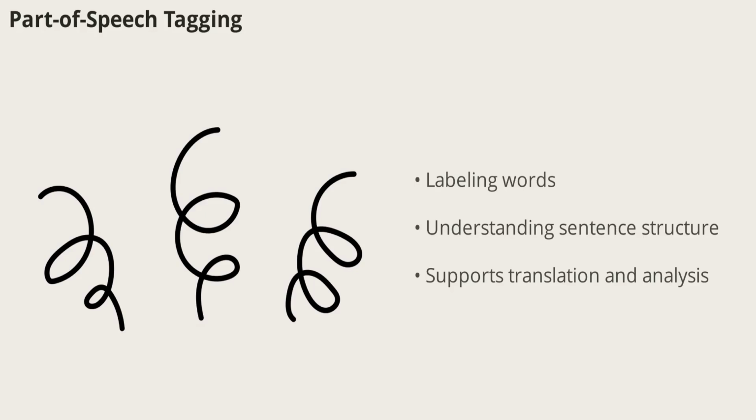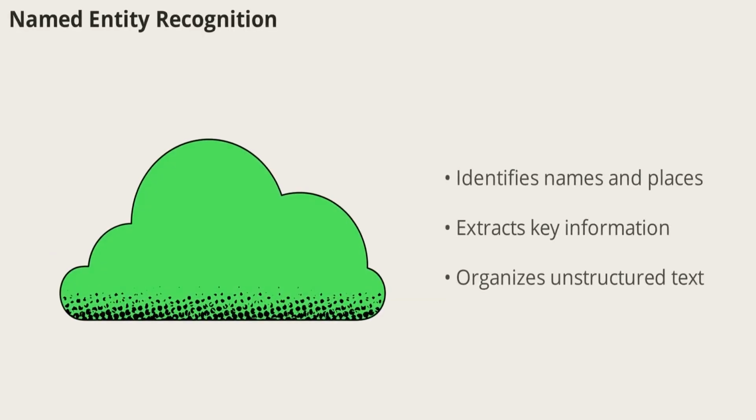Part-of-speech tagging assigns labels to each word in a sentence, indicating whether it's a noun, verb, adjective, or another part of speech. This step is crucial for understanding sentence structure and meaning. By identifying the roles of words, NLP systems can better interpret language and perform tasks like translation, summarization, and sentiment analysis.